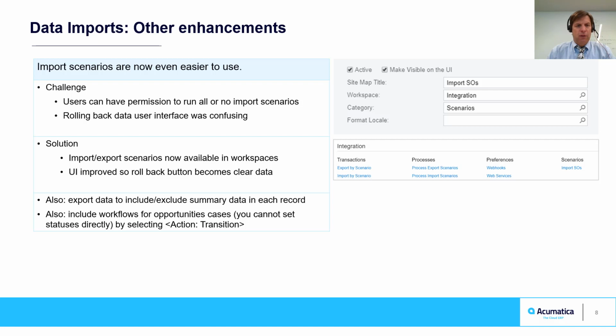Beginning with Acumatica 2020 R1, you can add specific import scenarios to workspaces. This makes it easy to apply security permissions and allows specific users to run processes without gaining access to all import and export scenarios.